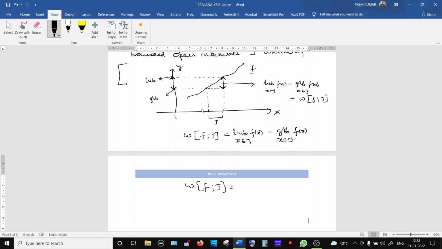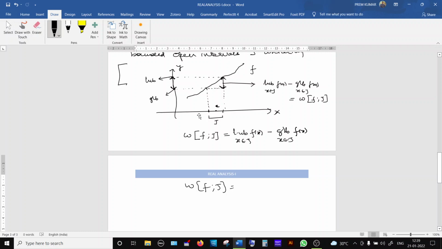Like this you can imagine, suppose you take a point A. What is the oscillation of this point? That is omega of f colon A. You take many open intervals J which contain this point A. For all these intervals you find the oscillation. Then you take the least of all the oscillations. That value we call the oscillation of f at the point A.